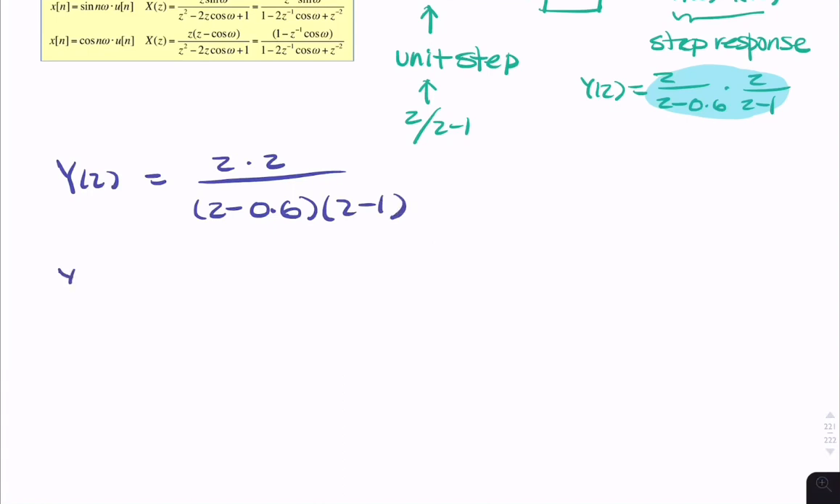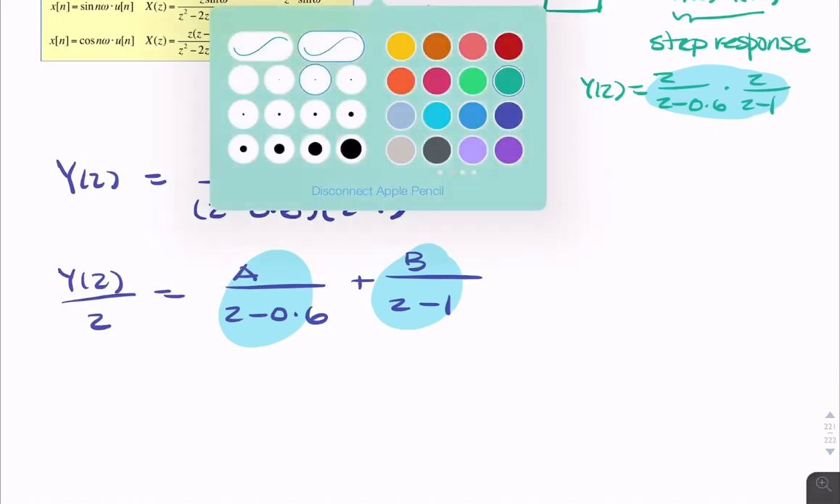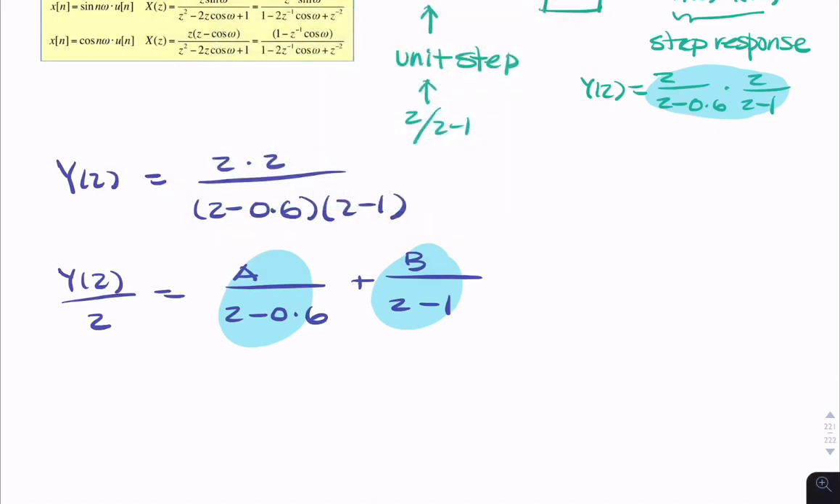I can rewrite that like this, and say that's A over z minus 0.6 plus B over z minus 1. If I can simplify Y(z) into partial fractions, I can then use the table to find y(n). So now what we need is partial fractions.